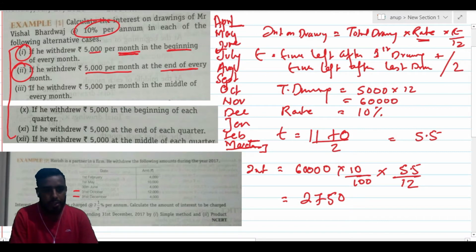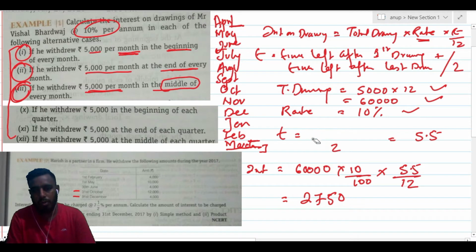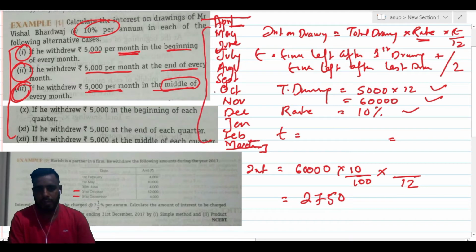Now let us go to case 3, where he withdraws 5,000 per month. Again the amount remains the same and the rate also remains the same. Since he's withdrawing in the middle of each month, we have to find t now. Here t will be equal to, first of all, the time left after the first drawing. The first drawing will be in the middle of each month, so the first drawing will be April 15. That means a total of 11.5 months is left till 31st March.